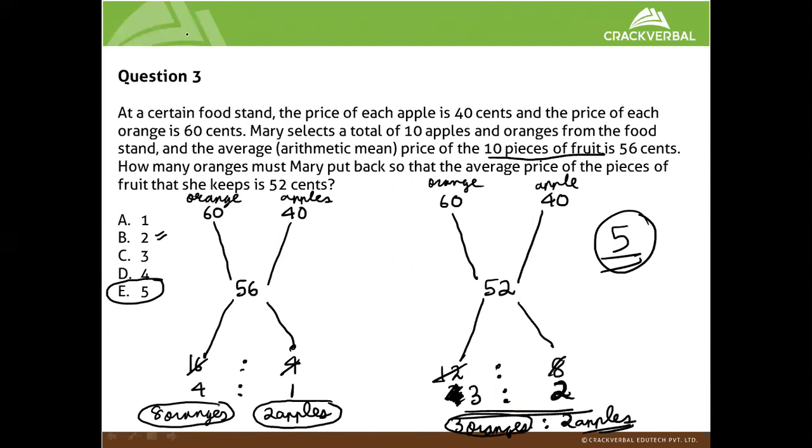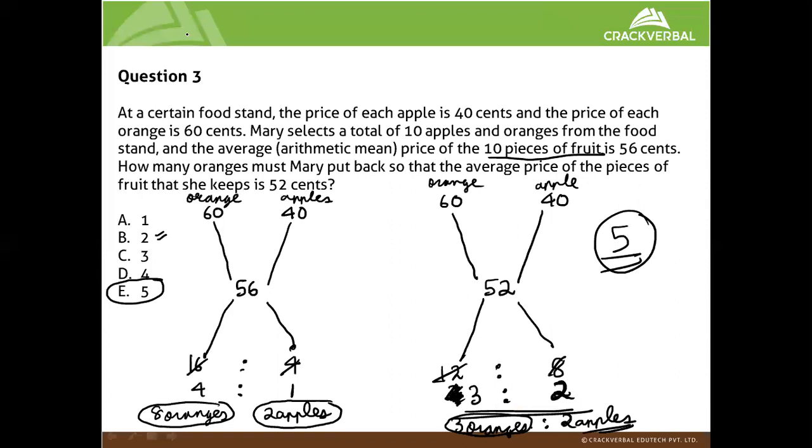All right? So you have to be a little careful here. Now what normally people would do on this question is they would create equations. Let me keep the number of oranges as O, the cost of oranges is given as 60 cents. The cost per apple is 40 cents.